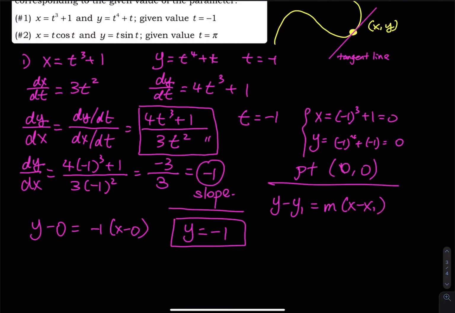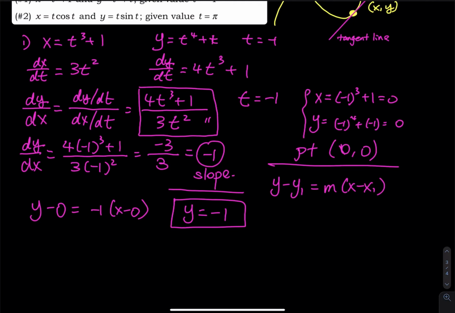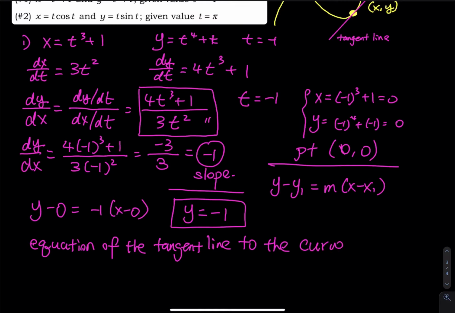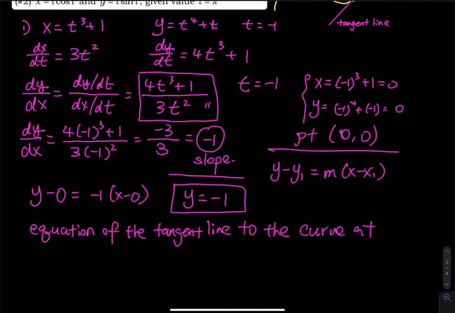So this is the equation of the tangent line to the parametric curve at the point corresponding to t equals -1.